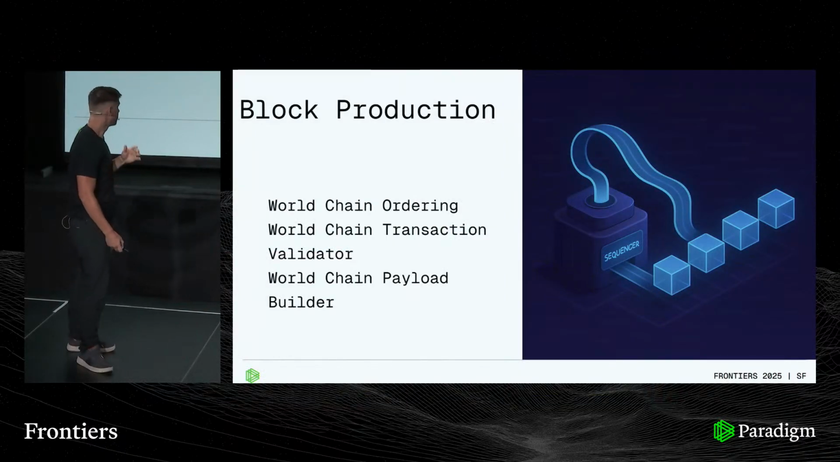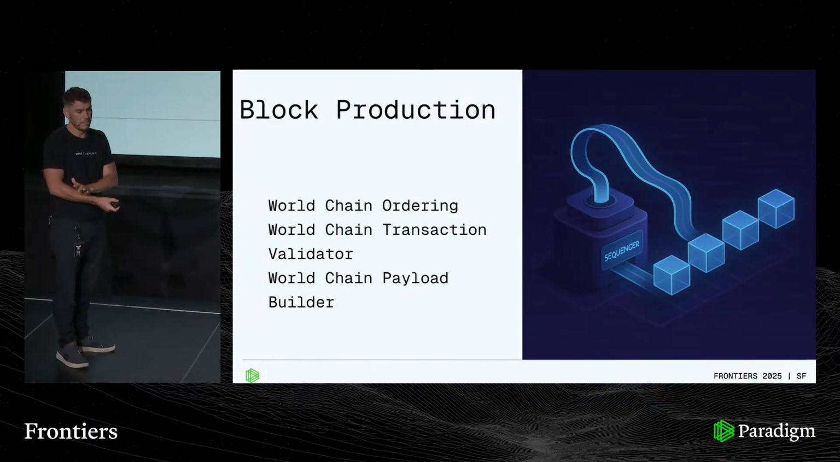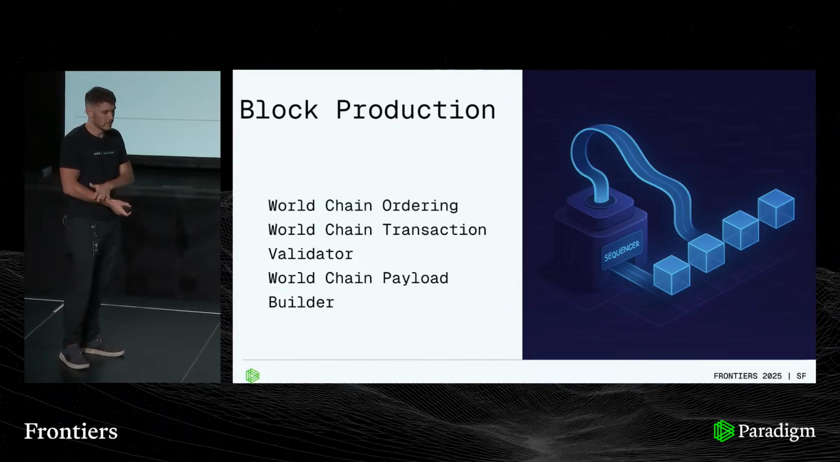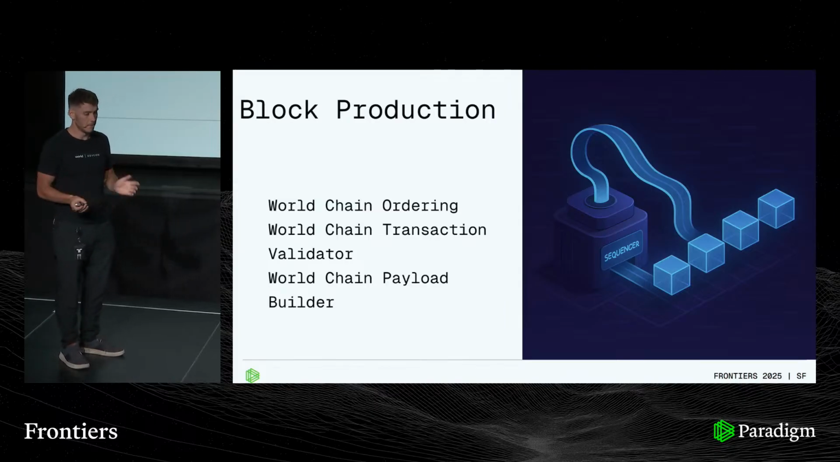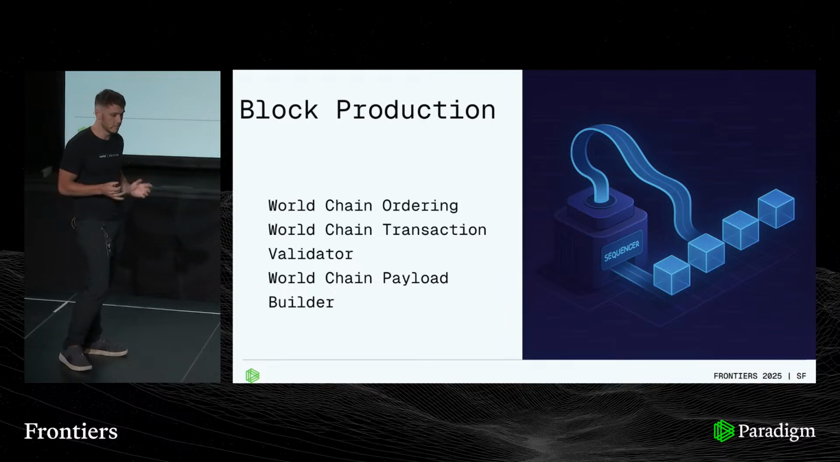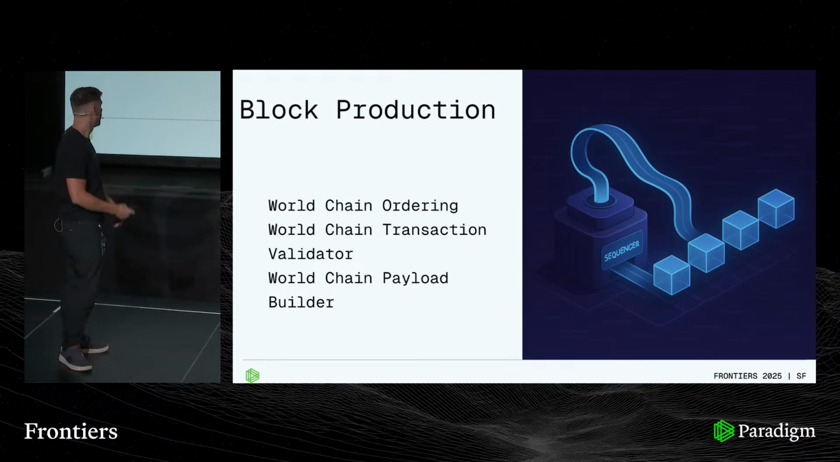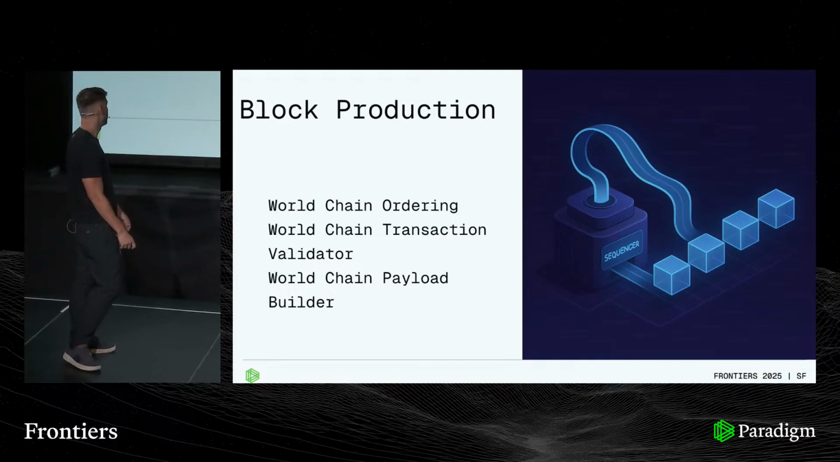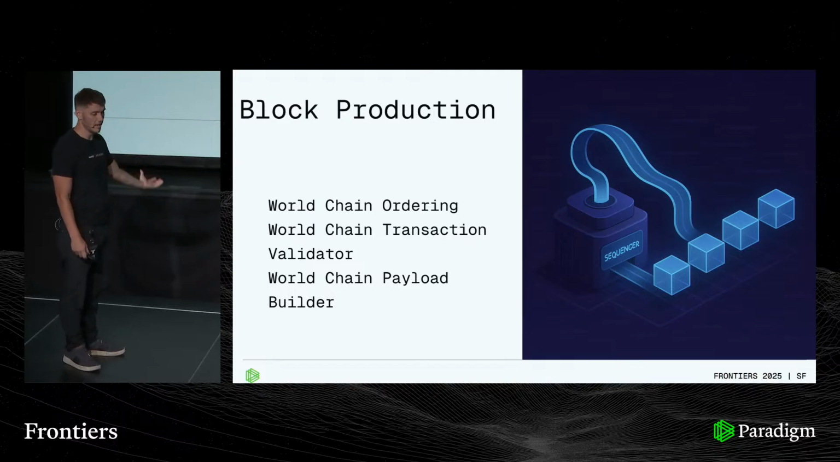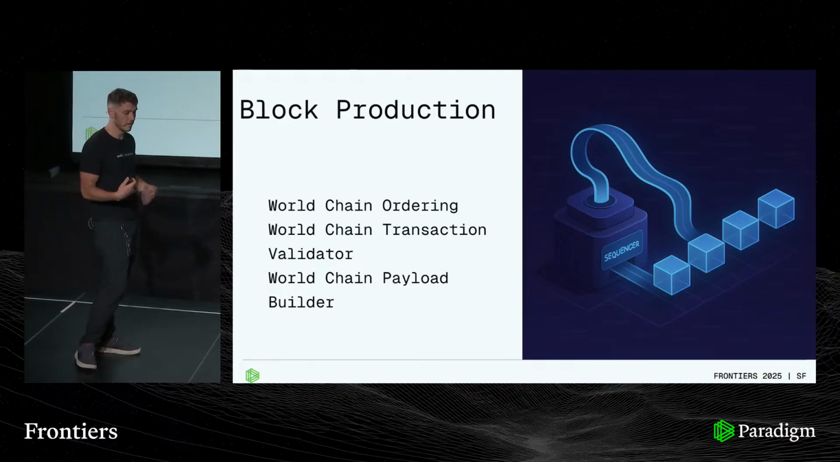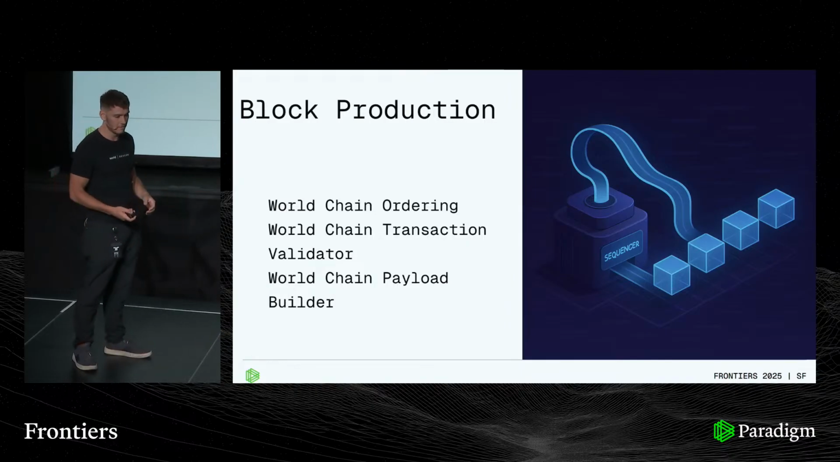And so block production within the World Chain builder really boils down to 3 main components. The Reth SDK made this super simple to build. It comes down to World Chain ordering, which implements the PBH ordering invariants, the World Chain transaction validator, verifying the semaphore proofs, and the World Chain payload builder actually executing the transactions. And the rest of the node is just bootstrapped off of Reth.